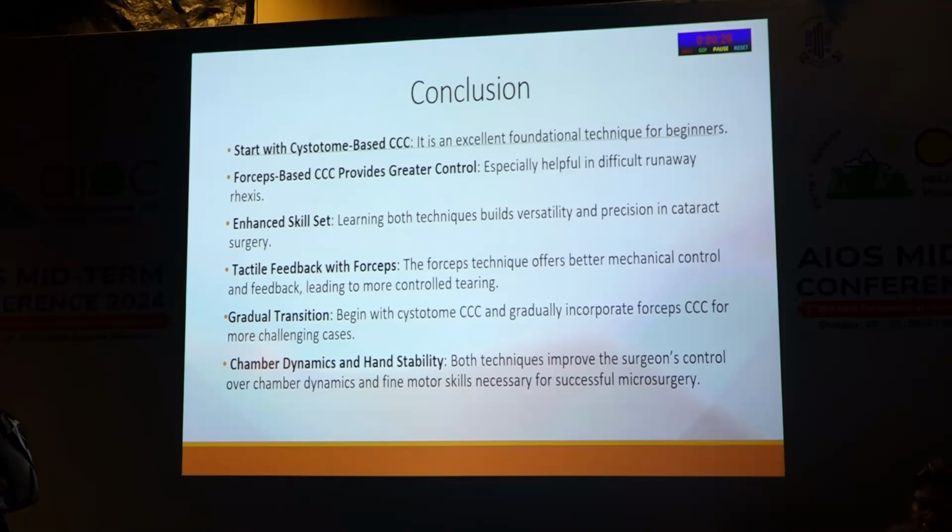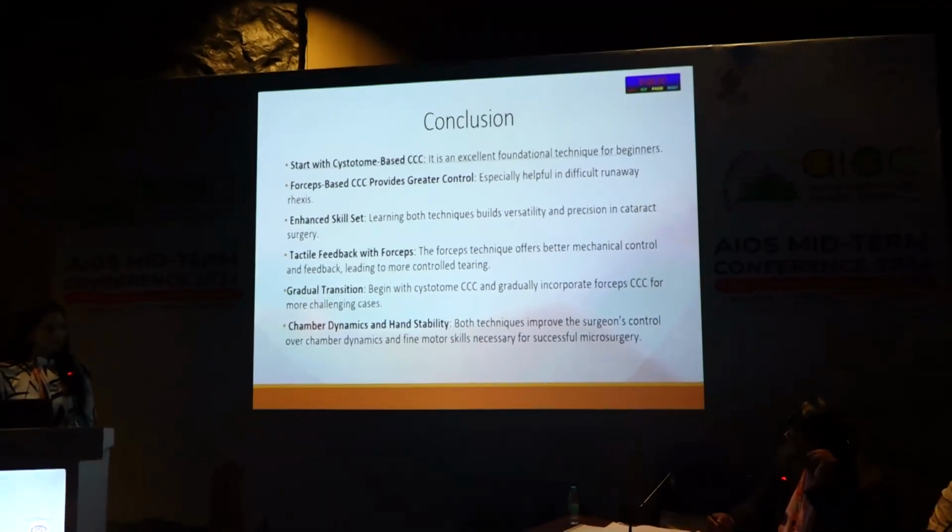So start with cystotome because it gives you good control. Then you move on to forceps because you need another technique in your bag, in case the rhexis is running out, it's easy to pull with the forceps. Gradual transition is the key. Chamber dynamics and hand stability, the more you practice, the better it will get. Thank you.